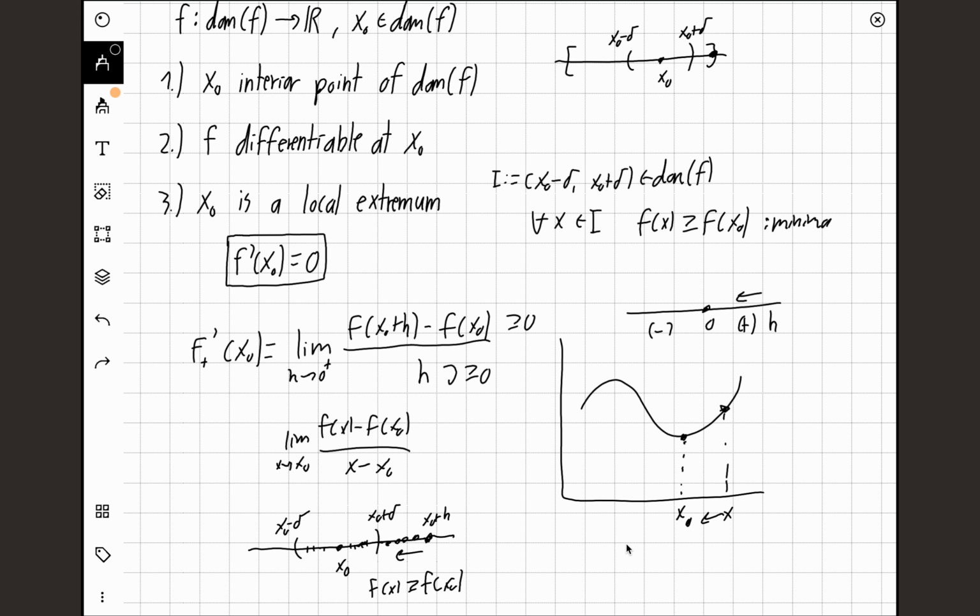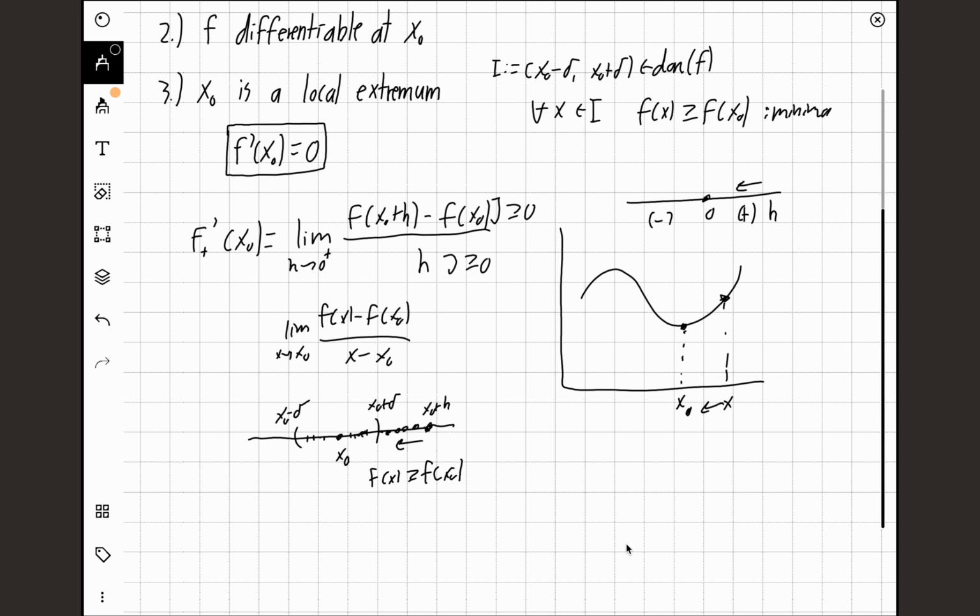No matter how small this delta interval is, no matter how small of a local minimum it is, even if our function has a very small dip, because h goes to 0, our point x0 plus h will still eventually be inside of this interval, which means this has to be greater than this, at the limit as h goes to 0. So this will always still be greater than or equal to 0, which means that our right derivative has to be greater than or equal to 0.